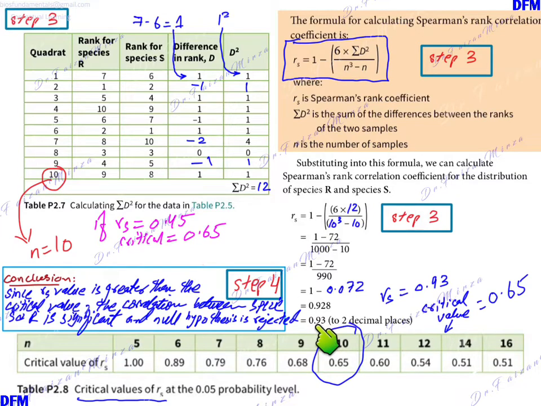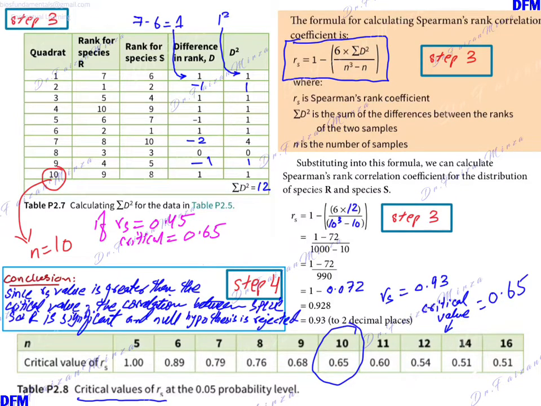If the answer comes out to be 0.93, I told you that in the case of Spearman rank correlation coefficient, we calculate the RS value and we compare it with the probability of 0.05. So the probability of 0.05 level critical values are given to me. These are the critical values here. My n was 10. The value of n was 10. So I'll just go straight to the column of 10 and I'll look for the critical value here. The critical value is given as 0.65. Now I know that the critical value is 0.65, the RS value is 0.93. I need to compare the two values.